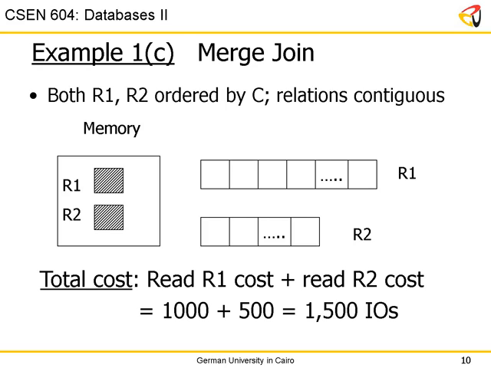And if you remember from our last lecture, R1 had 10,000 rows, and we were storing 10 rows per page, so we had 1,000 pages. So we're going to pay 1,000 IOs to read the 1,000 pages. And R2 had 5,000 rows, and again we're storing 10 rows per page, so we're going to pay 500 IOs to read all of R2.